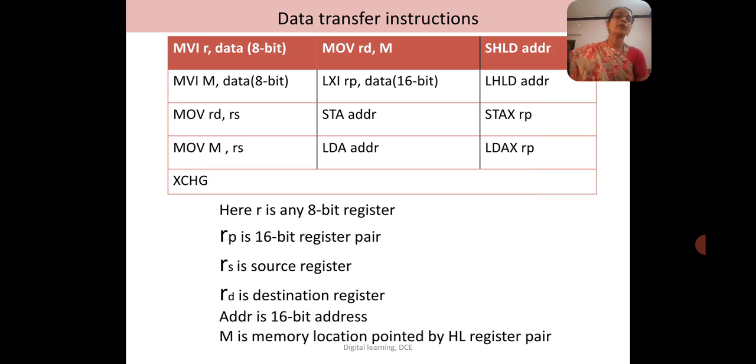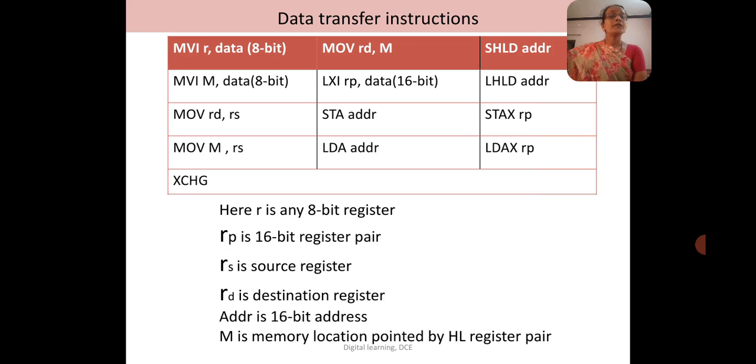LXI RP comma 16-bit data is there. That means LXI indicates load immediately that register pair with the 16-bit address. Whatever will be the data given in the instruction, that is stored in that register pair. For example, if we write LXI H comma 2000, then HL register pair content becomes 2000, H content becomes 20, L register content becomes 00.